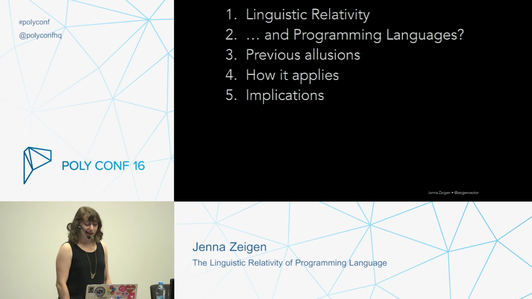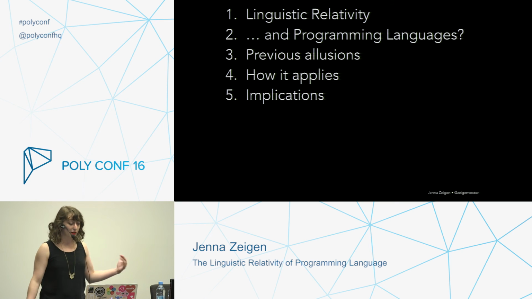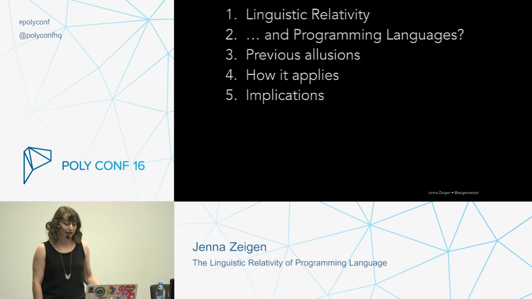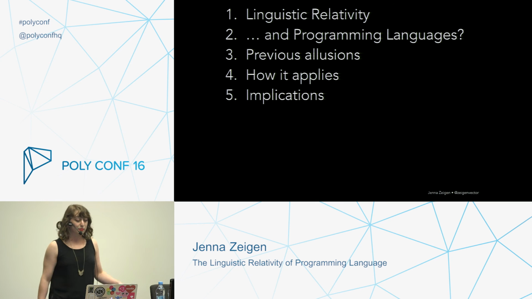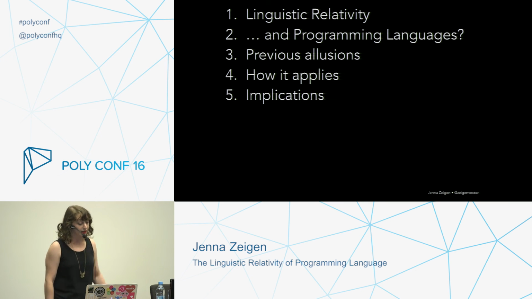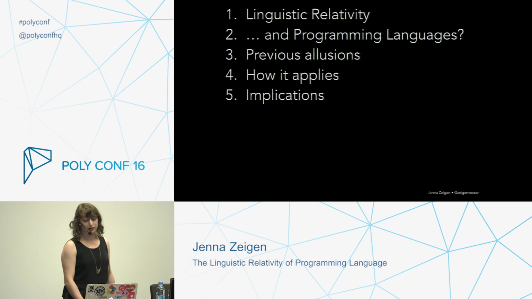So yeah, I'll also talk about some things that famous computer scientists have said that shed some light on this whole thing. No one in the past has really explicitly said linguistic relativity of programming languages, but some people have said some things about how the programming languages they use affect the way they think. So I'll also talk about how linguistic relativity applies to programming languages as I see it, as well as what this means for us as polyglot programmers.